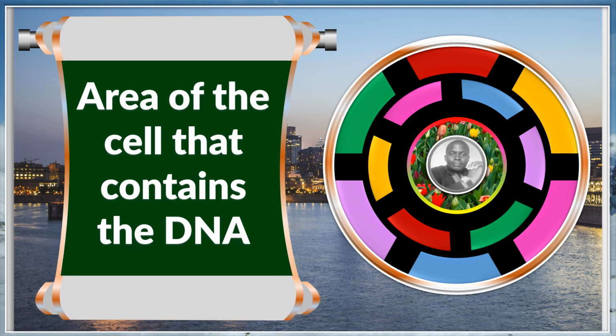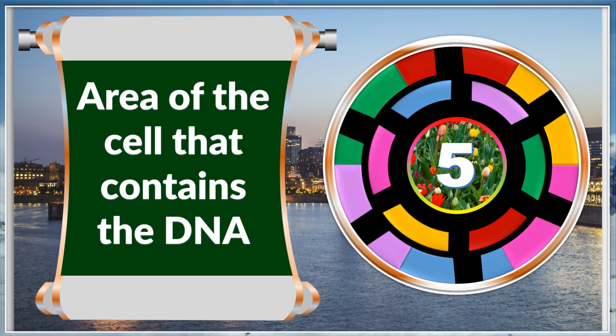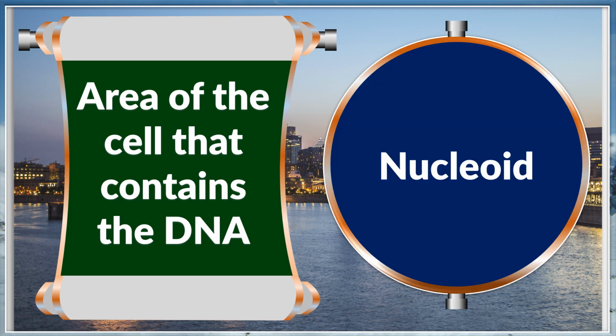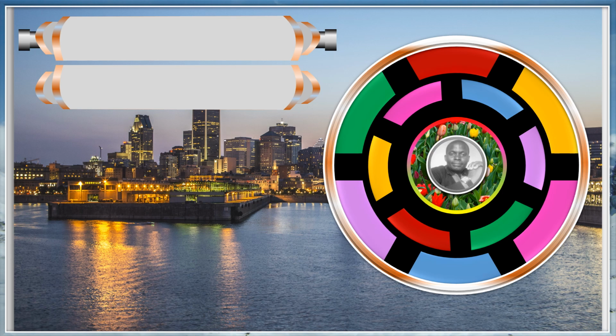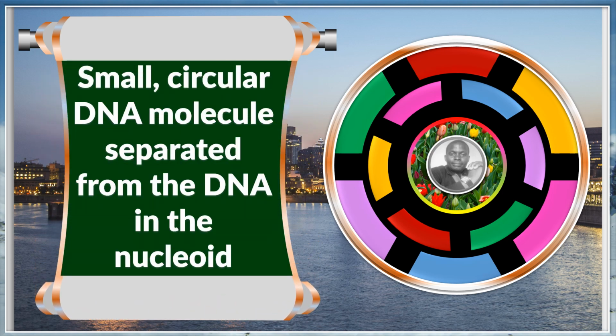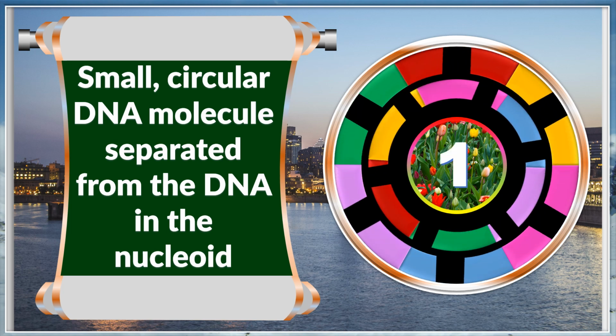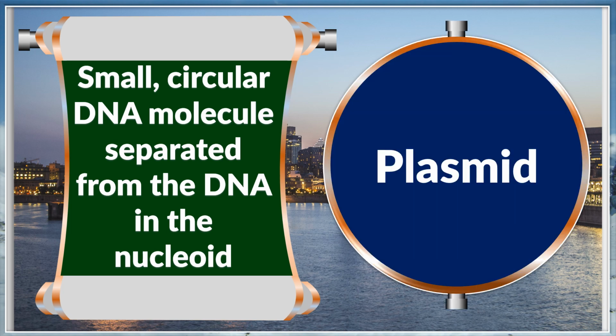Area of the cell that contains the DNA. Nucleoid. Small circular DNA molecule separated from the DNA in the nucleoid. Plasmid.